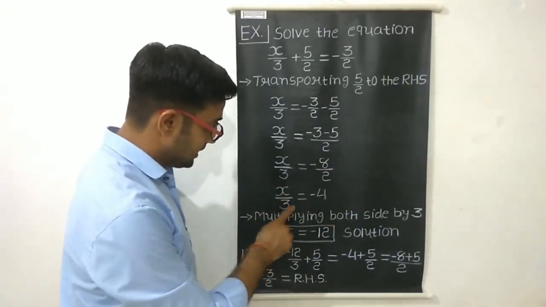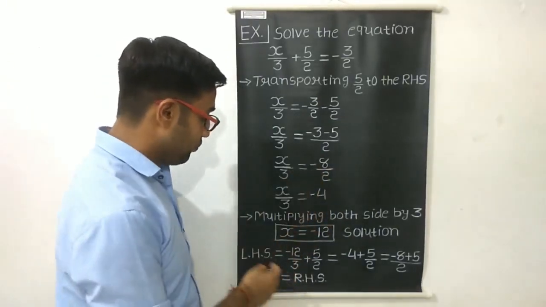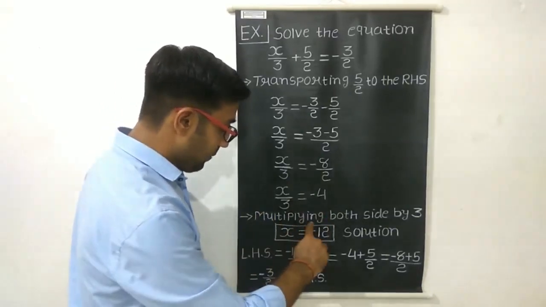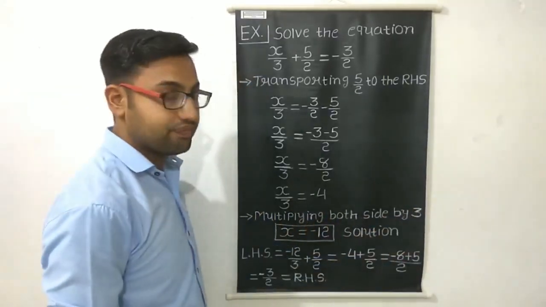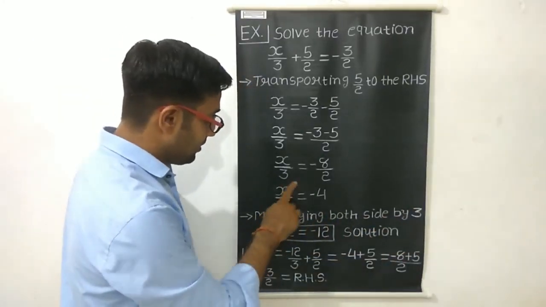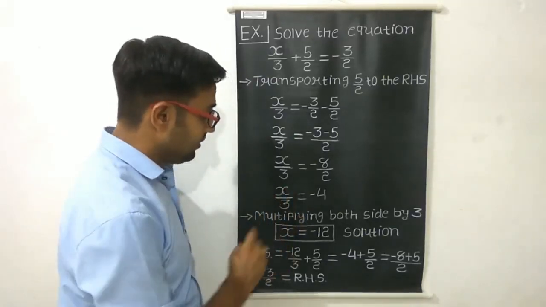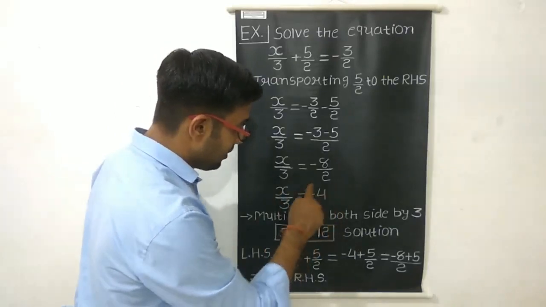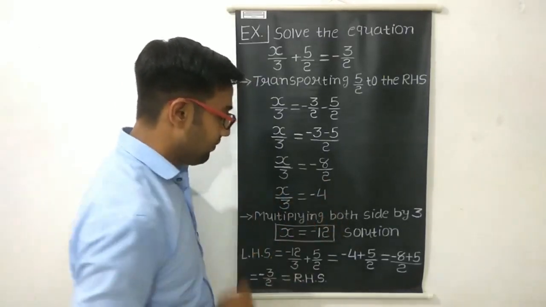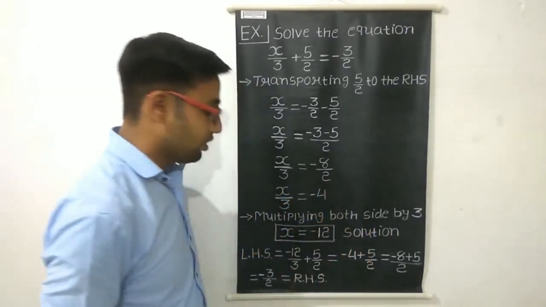Now we want to find out the value of x. We have to take this 3 to the right hand side. So what we have to do, multiply both sides by 3. If we multiply this side with 3, what will happen? 3 and 3 will cancel out. Only x remains, and on the right hand side by multiplying by 3 we get minus 12. And this is the solution.